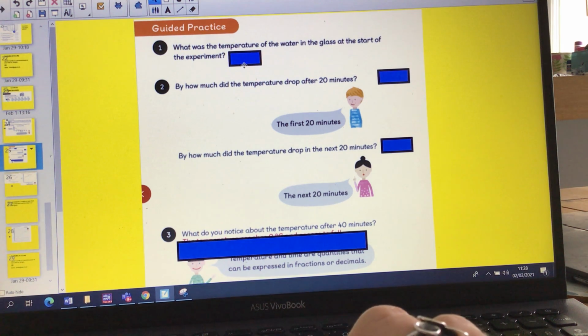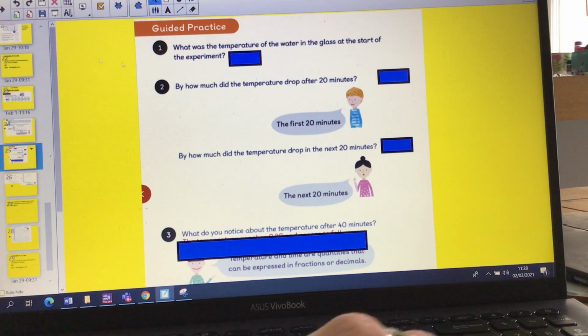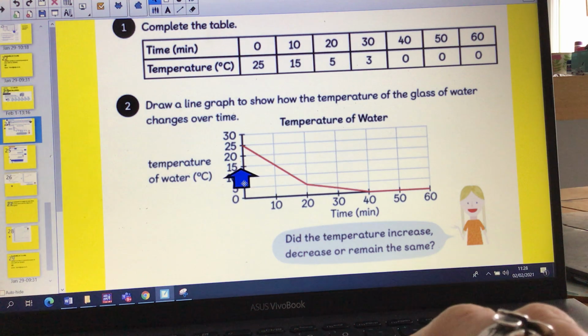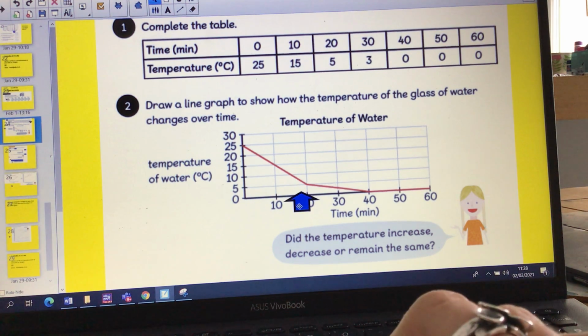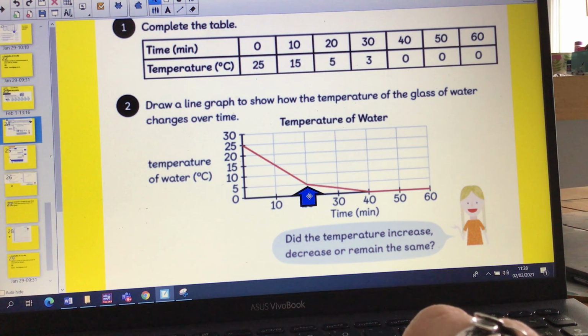Okay, question 2, a bit harder. You're going to get some questions a bit like this today. By how much did the temperature drop after 20 minutes? Okay, so we've got here, it starts at 25 degrees, yeah? And after 20 minutes, so 20 minutes into the experiment, it's there, isn't it?